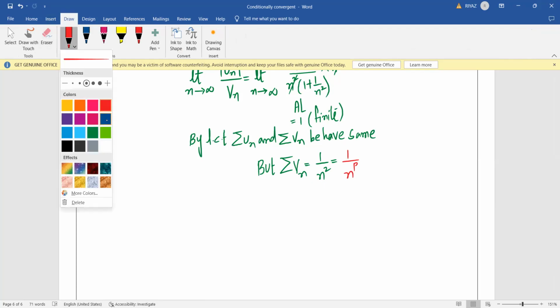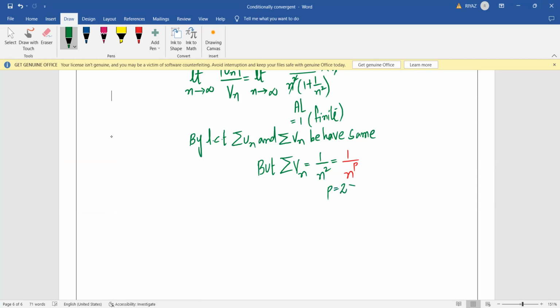If you compare, we are getting the p value equal to 2, that is greater than 1, so it is convergent. We forgot to write modulus here. Therefore, by the p test, summation vn is convergent. This implies that summation mod un is also convergent.